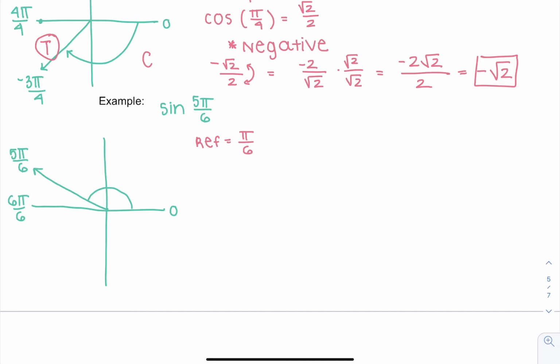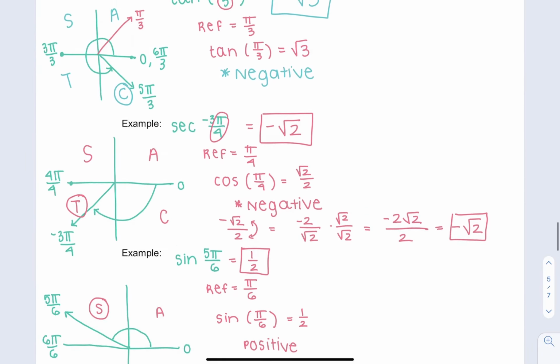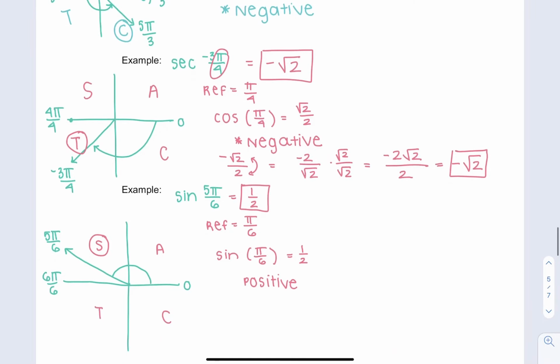And next up, I'm going to find sine of my reference angle. So sine of pi over 6 in my chart is 1/2. If I try All Students Take Calculus, I know over here it's positive, and I don't have to flip it. So my final answer is 1/2. So that's all there is to it. You do it the same way as you would for degrees, except now with radians it's a little bit easier to spot the reference angle.